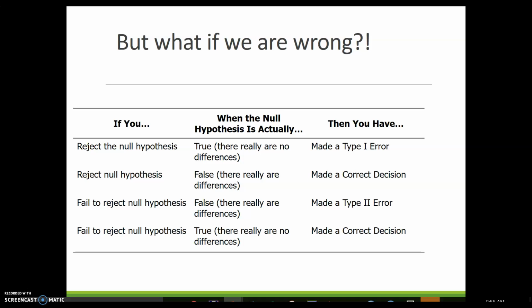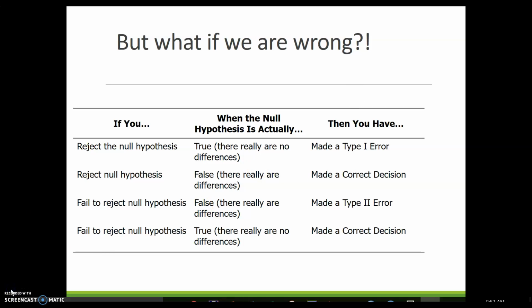We found a difference when in reality there is no difference. That's a type 1 error. And that's scary because if we found a difference and we publish that, people are making decisions, changing practice, changing policy on things that aren't true.